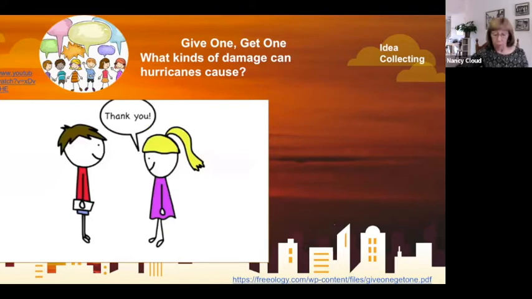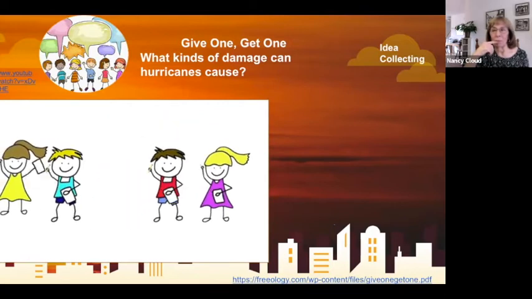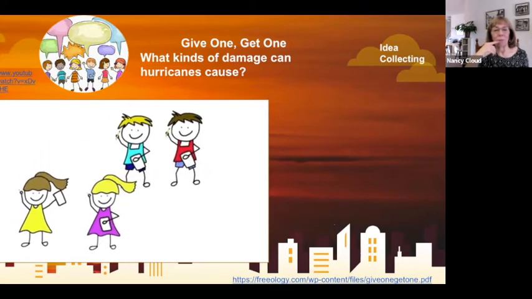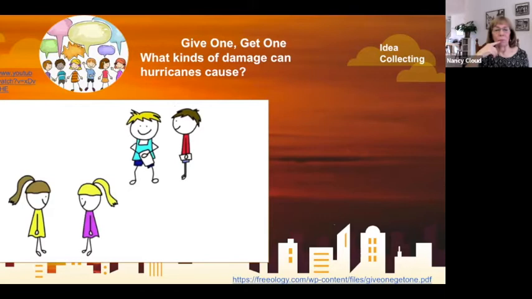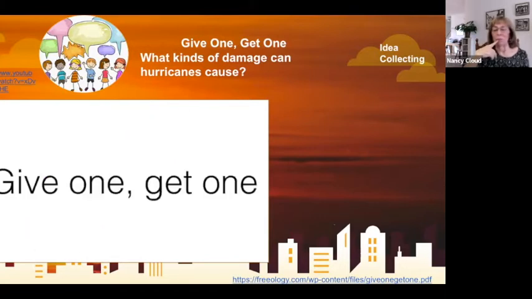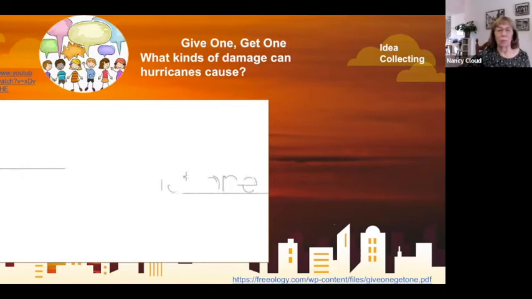Thank your partner. Then put your hand up and find a new partner. Continue sharing and collecting answers until the teacher calls time. Give one, get one.